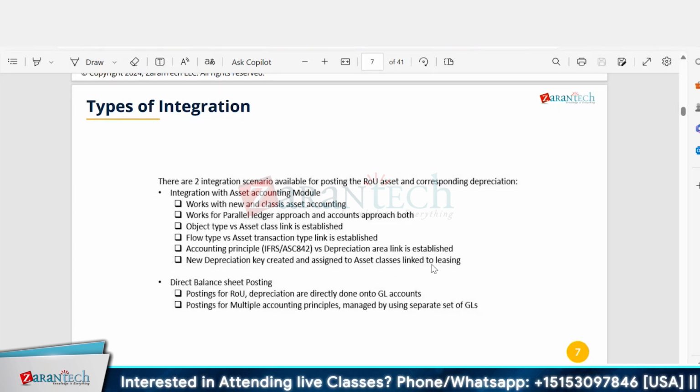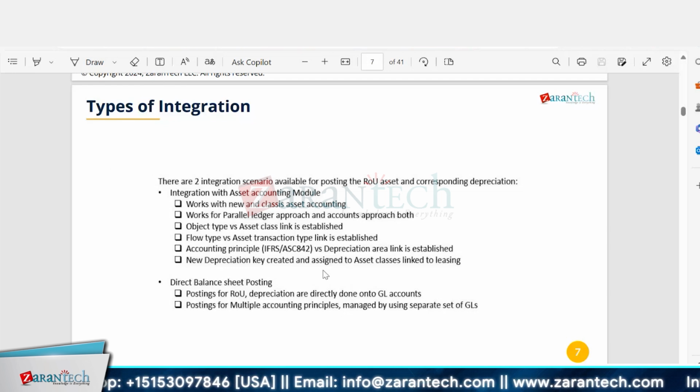Okay. Comparatively, direct balance sheet posting. Posting of ROU depreciation is directly done onto the GL account. Posting for multiple accounting principles is managed by using a separate set of GLs. So what does it mean? Can someone explain to me? Does someone get what exactly this particular statement is? Integration with asset accounting and integration with balance sheet.